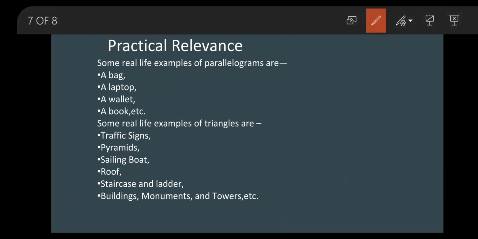Some real life examples of parallelograms are bag, laptop, wallet, book, table, etc. Some real life examples of triangles are traffic sign, pyramid, ceiling board, roof, staircase, ladder, building, monument, tower, etc.